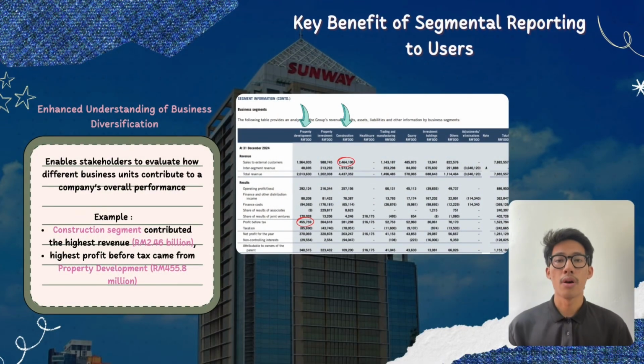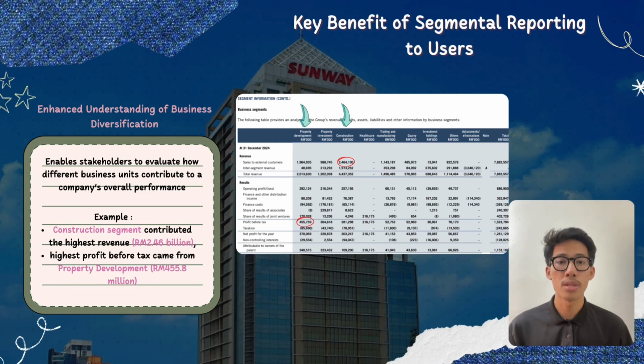Here are two key benefits of segmental reporting for financial statement users. The first one is enhanced understanding of business diversification. Segmental reporting enables stakeholders to evaluate how different business units contribute to a company's overall performance. It can show clearly how much each part contributes and how well it is performing. For example, in the business segment report, it showed that the construction segment contributed the highest revenue, RM 2.46 billion, showing its role as a core revenue driver. However, the highest profit before tax came from property development, RM 455.8 million, highlighting its strong profitability.